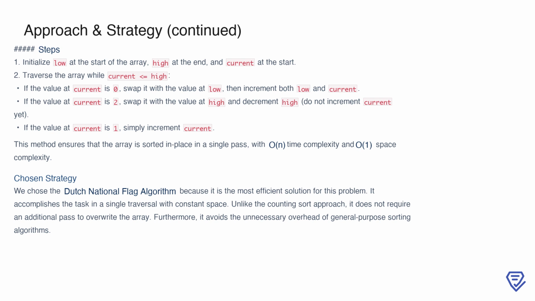Let's break down the steps of the Dutch national flag algorithm. First, we initialize 3 pointers: low starts at the beginning of the array, high starts at the end, and current begins at the start as well. The traversal continues as long as current is less than or equal to high.